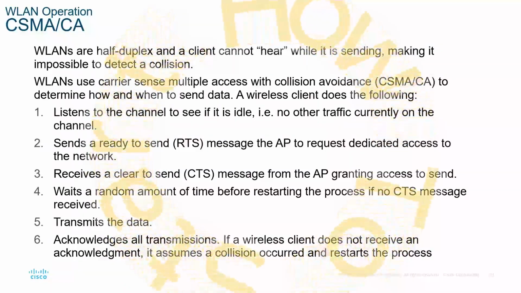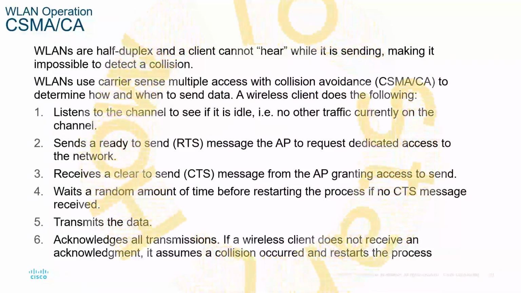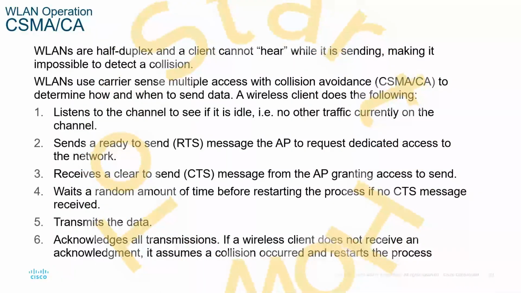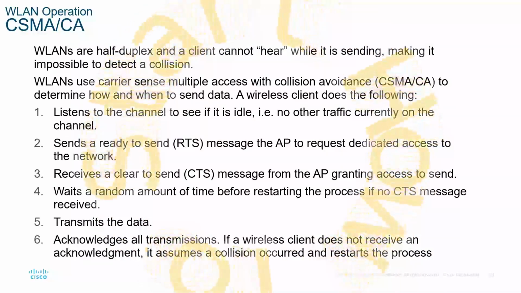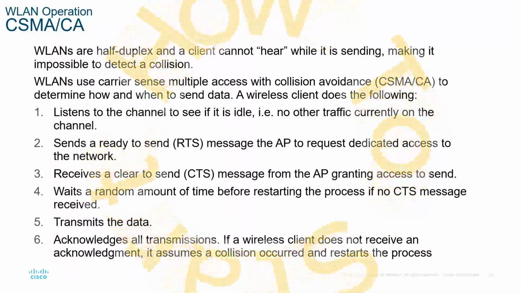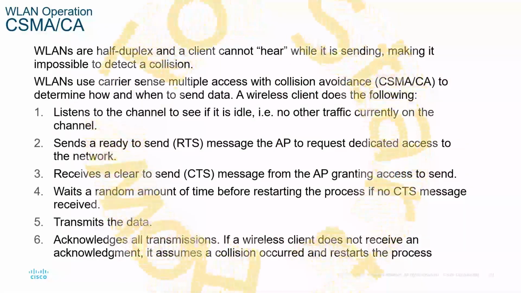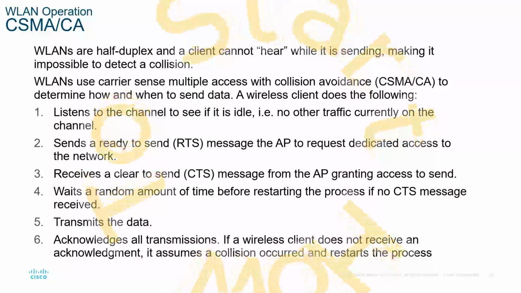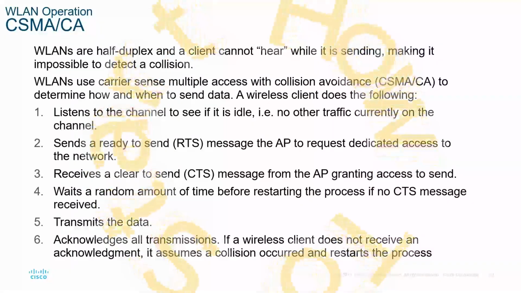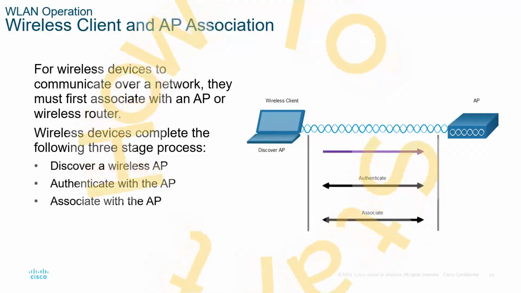The device will get a clear to send, CTS, message from the access point, granting it access to send data. It will wait a random amount of time before restarting the process if no clear to send message is received. The data will then be transmitted. Acknowledgements for all transmissions will be sent. If a wireless client does not receive an acknowledgement, it assumes a collision occurred, and then it restarts the process all over again.